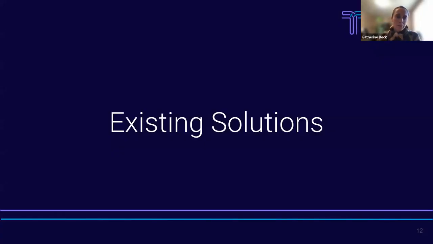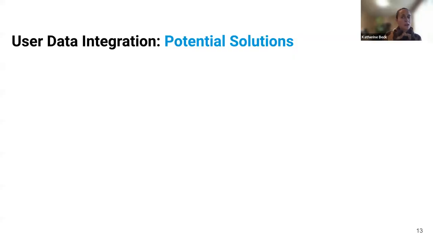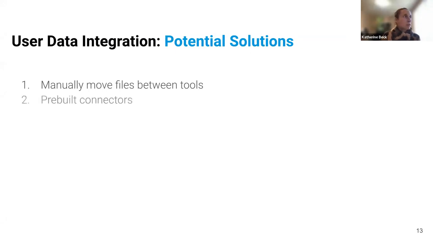So before we arrived at our solution of creating an end-to-end data pipeline, we considered some other existing solutions for this sort of data integration problem. So I'm going to walk through a few of those. And we came up with 4 main options for arriving at the desired outcome. You could manually move files between tools. You could use pre-built connectors. You could create your own custom connectors, or you could build a complete data pipeline. So let's briefly discuss each of these in turn.